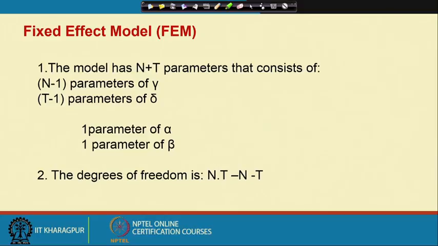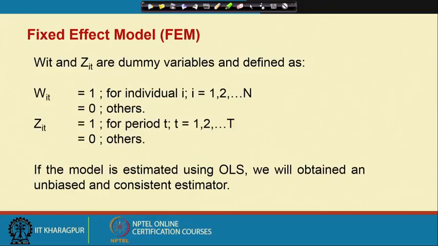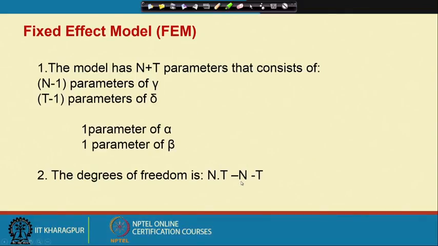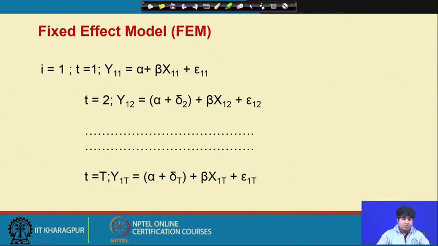The process will be extended. Since i starts from 1 to n and t starts from 1 to T, the total sample size will finally be nT, and the degrees of freedom will be nT minus n minus T, with the help of cross sectional integration and time series integration. Then, as usual, we will set the model and go for the estimations.